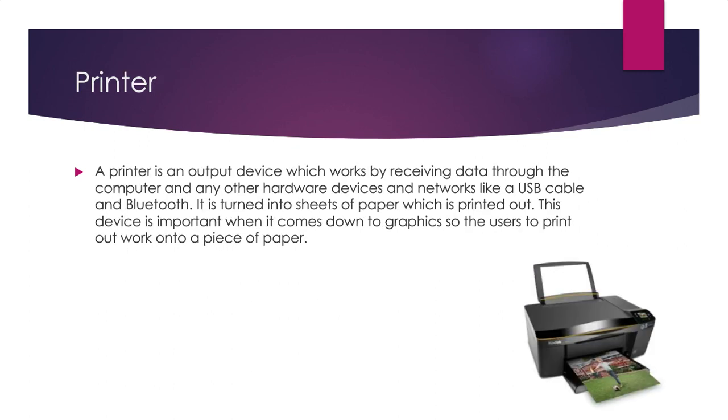A printer is an output device that works by receiving data through the computer and any other hardware devices and networks, like the USB cable and Bluetooth. So you can use a USB to actually print something out as well. You can input into the printer what the document is and how many pages you're going to print. And Bluetooth.